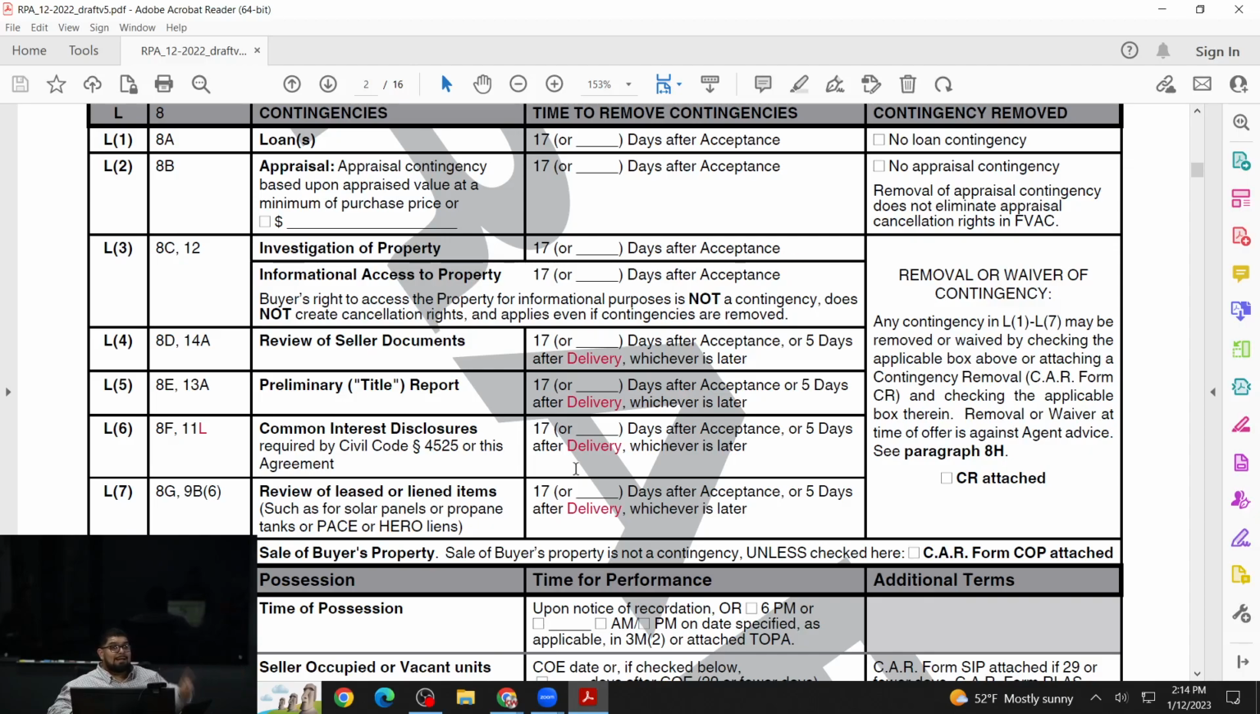Now, in that situation, you need to make sure that the lender is aware of this, because it might affect their DTI. What is DTI?